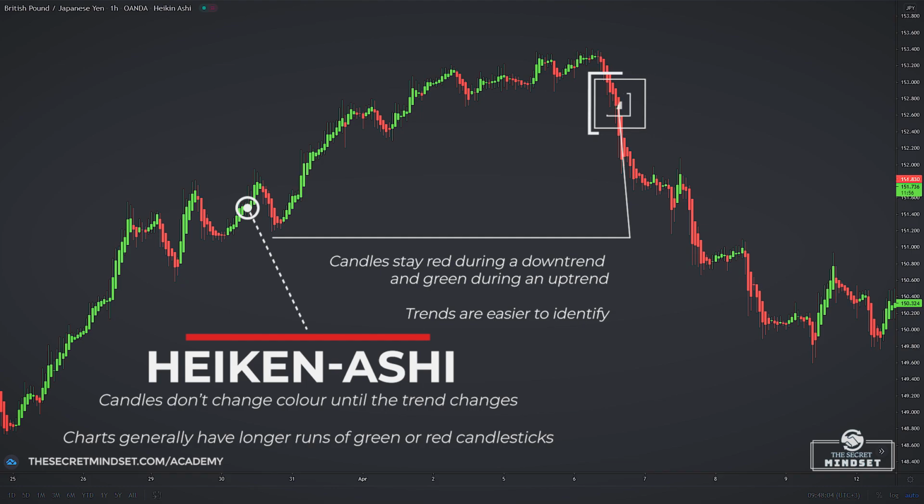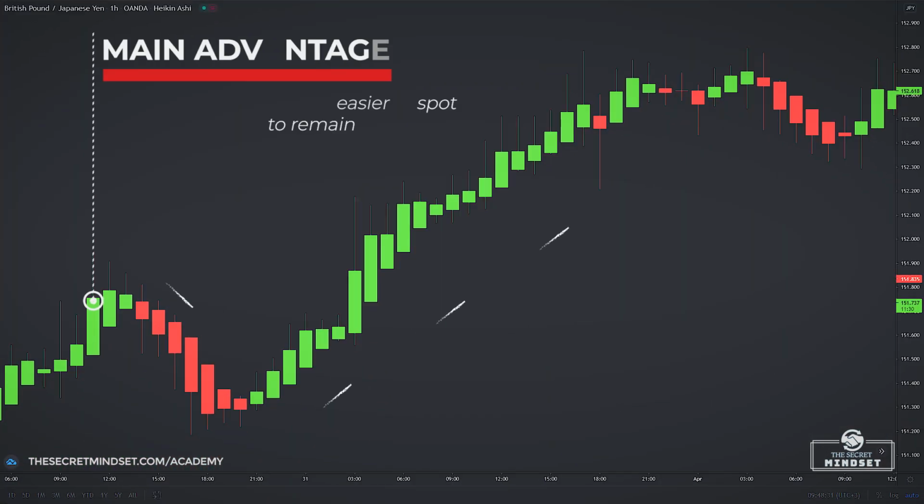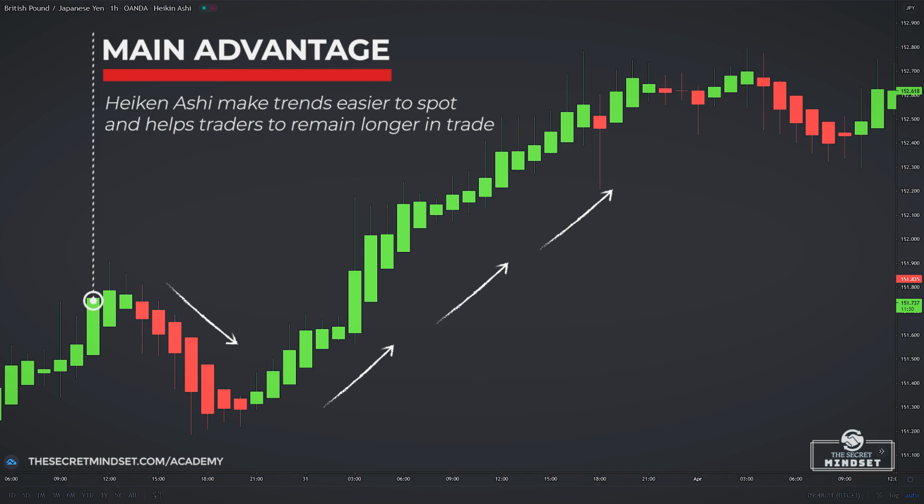Another major advantage is that Heikin-Ashi charts provide much simpler interpretations, as there are not as many patterns as there are with candlestick charts, and the averaging of the open and close prices means that trends are easier to identify. In essence, Heikin-Ashi make trends easier to spot and helps traders to remain longer in the trade.